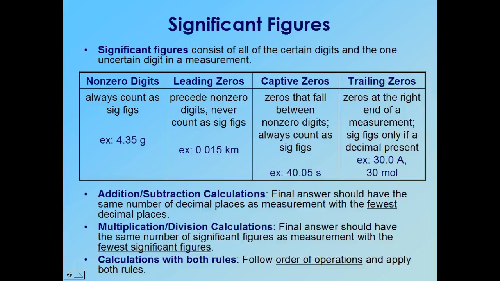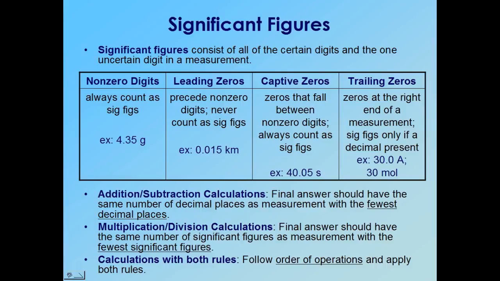I liken leading zeros to the pages in a book, such as your table of contents and all the publication information. They're not pages that you have to read to understand what's happening in the book. So leading zeros come before any non-zero digit, and they will never count as significant figures because you can always write that number in scientific notation and still show the relative size of it. So 0.015 kilometers, there are 2 leading zeros. The first non-zero digit is a 1, so that particular measurement has 2 sig figs.